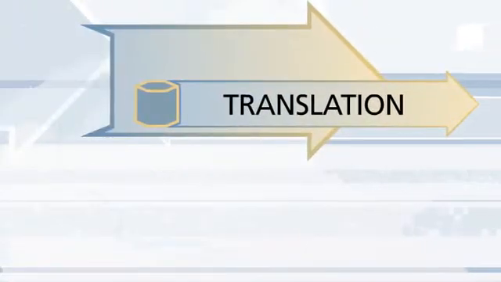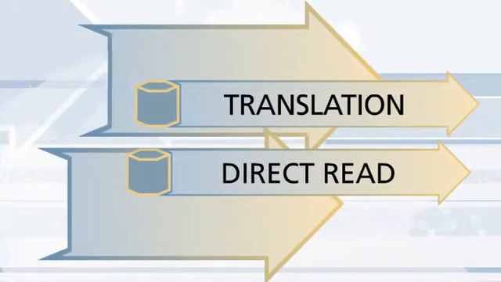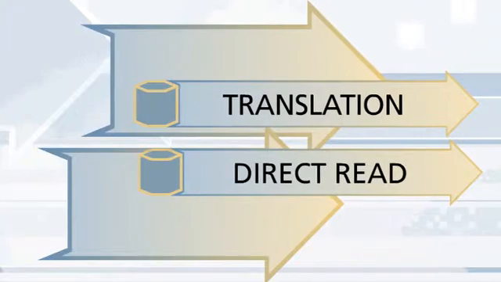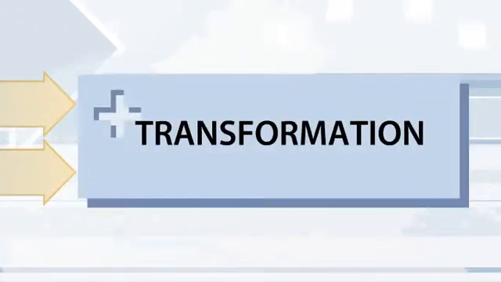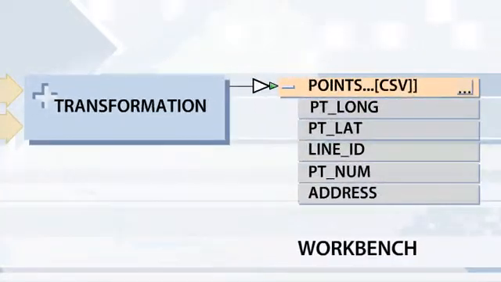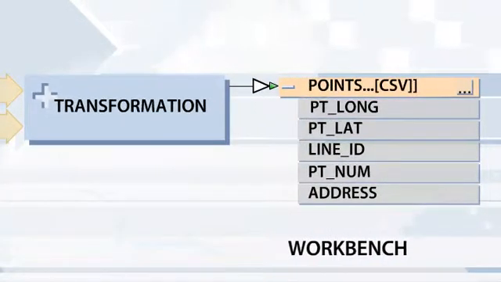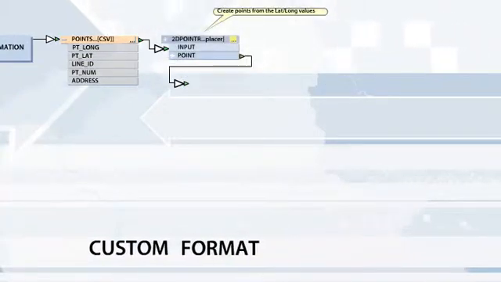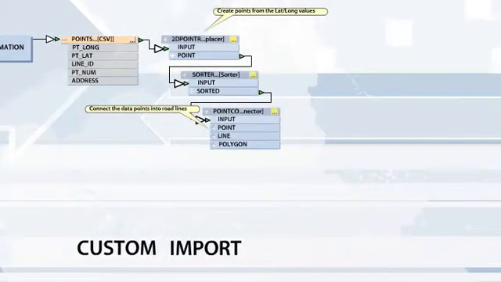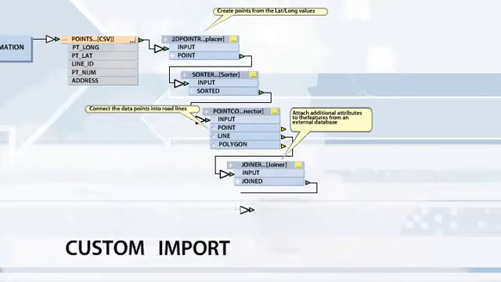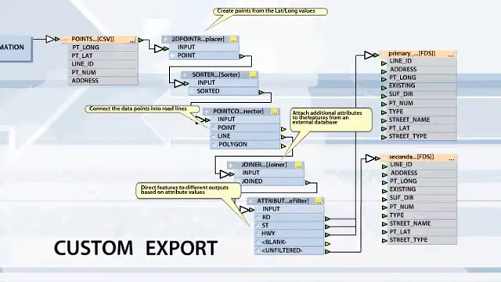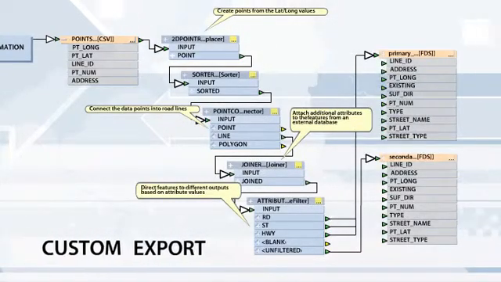For complex data integration, simple translation and direct read are not enough. You need the data transformation capabilities of ArcGIS Data Interoperability. In the past, this level of control required custom software solutions. But with ArcGIS Data Interoperability, the transformation process is now built graphically in Workbench. With Workbench, writing custom translation software is a thing of the past.